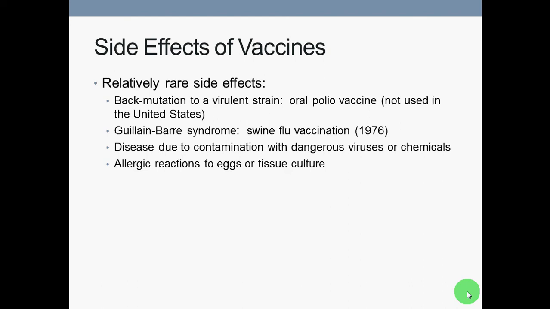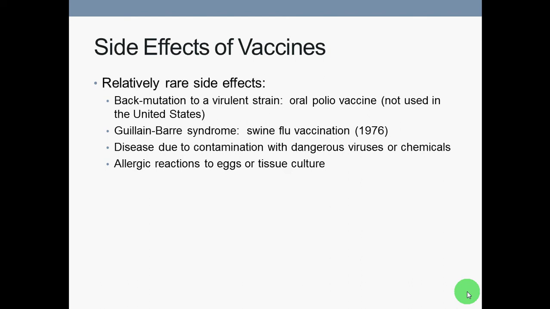There are some relatively rare side effects that go along with only certain vaccines, not all of them. An example would be back mutation to a virulent strain. That's just with the oral polio vaccine, the one that I told you about that is administered orally. That polio vaccine is a live attenuated virus vaccine, and it sometimes can mutate back to a virulent strain when it's able to cause disease. We do not use that polio vaccine in the United States. Only some countries use it, and it's because it was cheap and easy to administer.